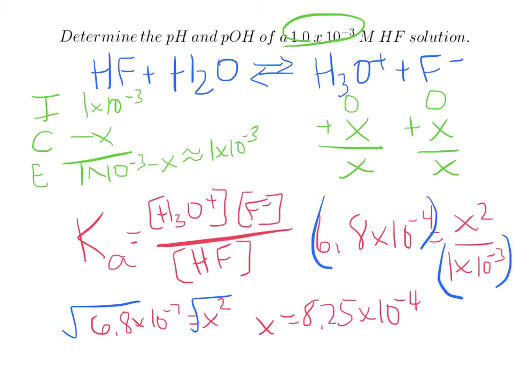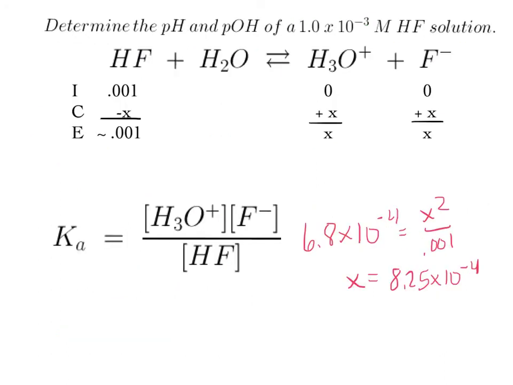Okay, so last thing I got to do is just check to make sure that the 5% rule is valid, and if it is, then my final answer is x, and I'm done. Okay, so now we're going to try the 5% rule and just make sure that it all works. We had x was equal to 8.25 times 10 to the negative 4 out of the original.